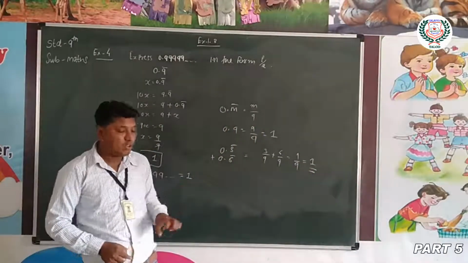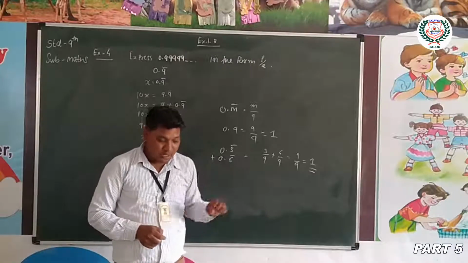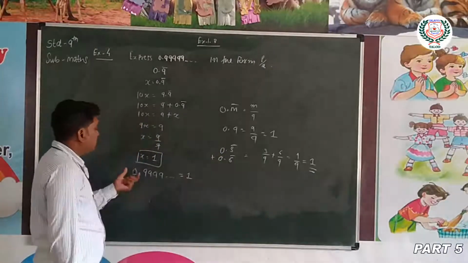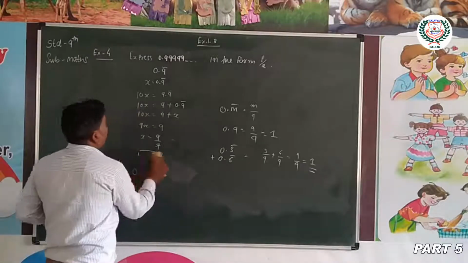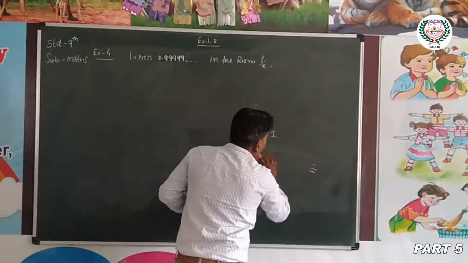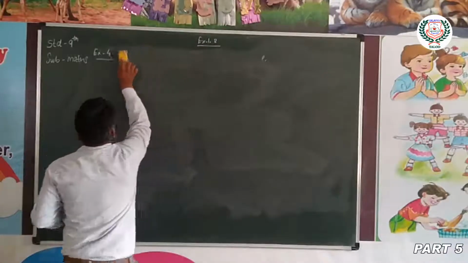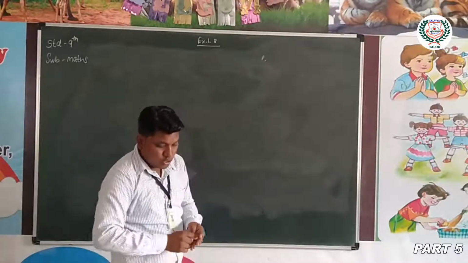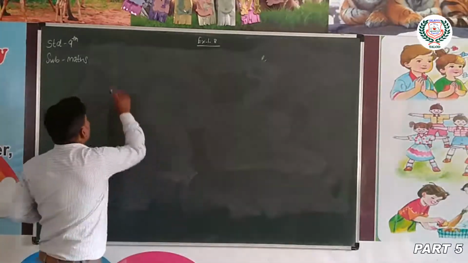In this question we are surprised by the answer. Yes, because it is the rule, and thus our answer is 0.9 bar is only 1. Clear? Yes. So in a question like this, you don't need to be confused, take it easy. So we have example number 5.